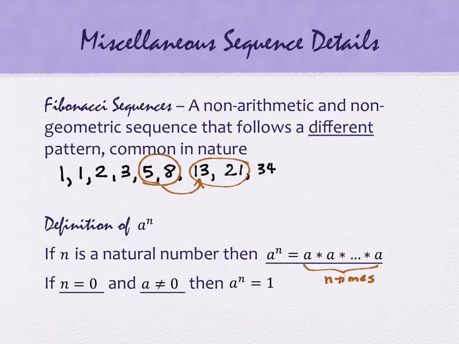If n is equal to 0 and a is not 0, then we say that a to the n, or likewise a to the 0, is 1. And we'll justify why that works when we get to chapter 3. For now, just go with it. Okay, a to the 0 is 1.